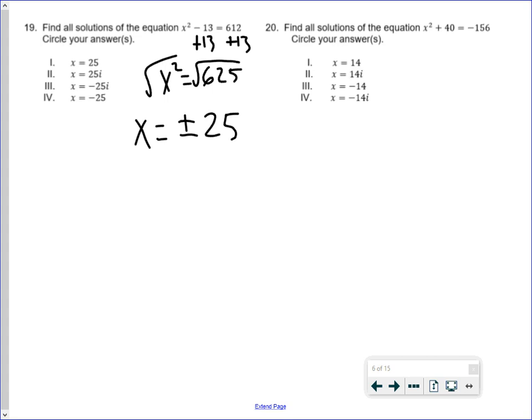So you get x equals plus or minus 25. That's number 1 and number 4. There are no negatives underneath the square root, so we do not have any i's. So our answer is just 1 and 4. And you do the same thing for number 20 as well. I'll leave that for you guys.